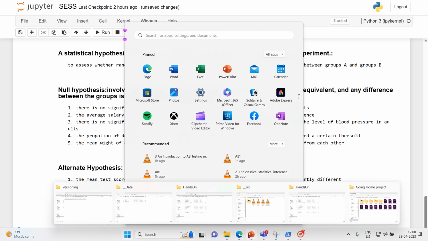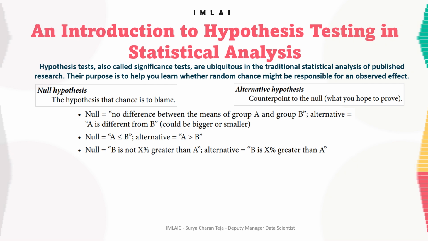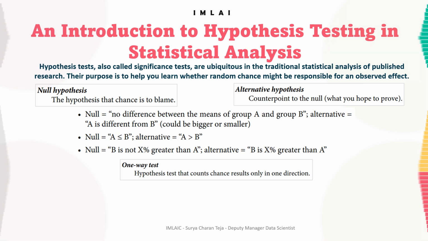Okay, so now let's look into more terminology from hypothesis testing. Next one we have is one-way and two-way hypothesis test. What is a one-way hypothesis test and what is a two-way hypothesis test? A one-way hypothesis test, also known as a one-tailed test, is a statistical hypothesis test in which the alternative hypothesis specifies the direction of the effect being tested. In other words, the researcher is interested in whether a particular variable has a significant effect in a specific direction, either positive or negative.